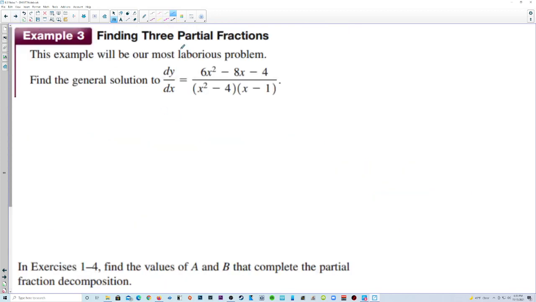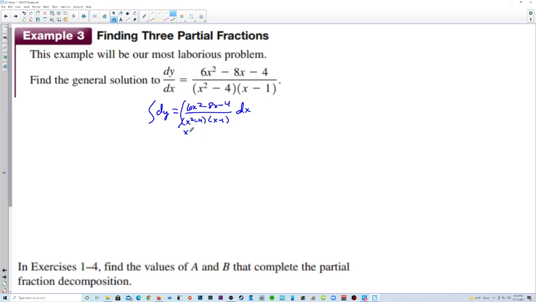Finding 3 partial fractions. This example will be our most laborious problem. Find the general solution. So dy is equal to all this mess over x squared minus 4, x minus 1, dx. And now we need to integrate both sides.